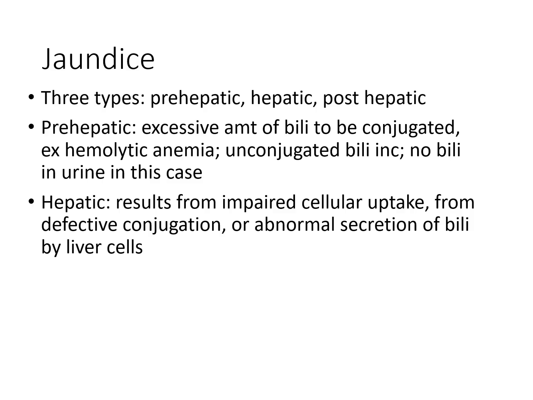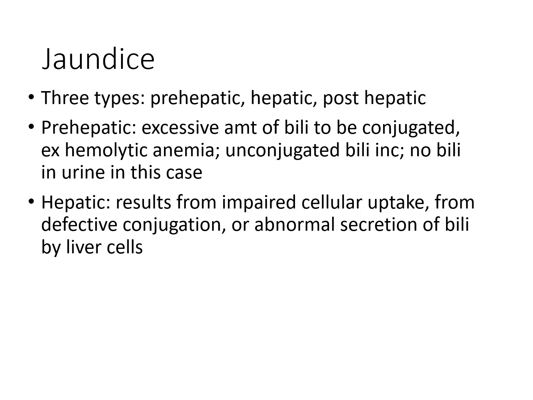So back to jaundice. Jaundice can be classified into 3 types based on the underlying cause: prehepatic, hepatic, or posthepatic. Prehepatic jaundice is caused by an excessive amount of bilirubin produced, overwhelming the liver's ability to conjugate it. Commonly seen in conditions like hemolytic anemia, where there is an increased breakdown of red blood cells. This leads to an increase in unconjugated or indirect bilirubin in the blood.